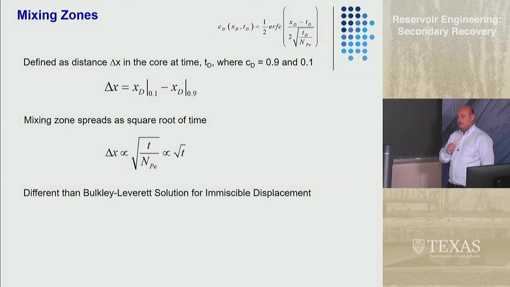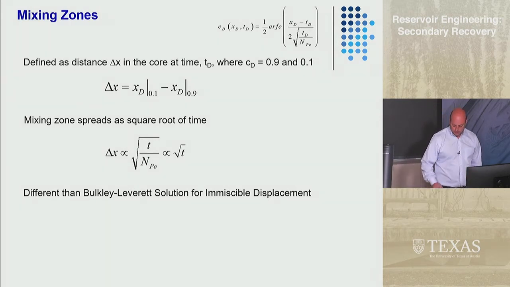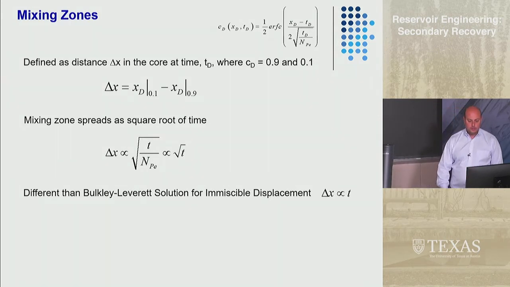We didn't talk about this, but when we had the 1D waterfloods, the Buckley-Leverett solution, there was also a mixing zone, and it was proportional to time, not square root of time. So we talked about the analogy between our Buckley-Leverett model for immiscible displacements versus our miscible component transport displacements. They're similar in many ways, but there are some key differences. Here's another difference: that mixing zone is proportional to time, whereas this one is proportional to the square root of time.